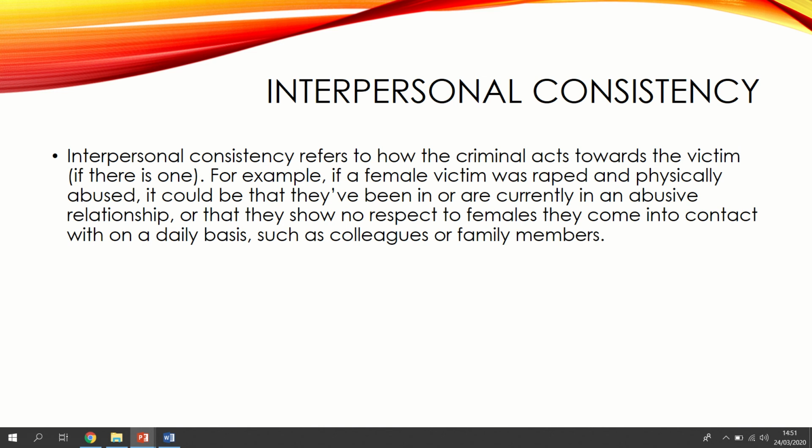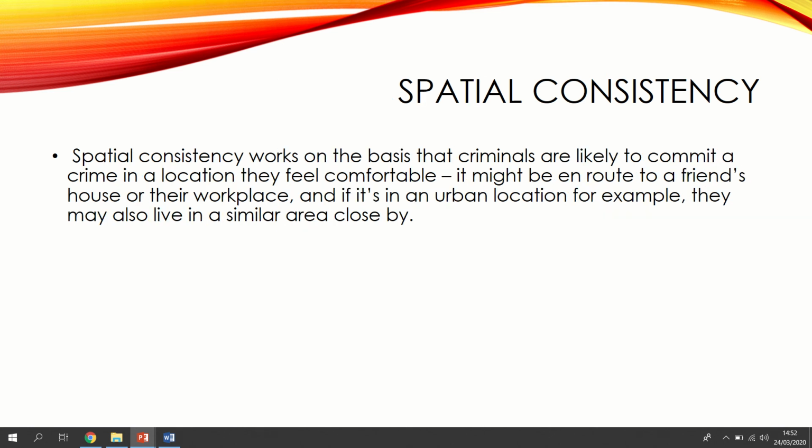For example, if a female victim was raped and physically abused, it could be that this person has been in or is currently in an abusive relationship, or that they show no respect to females when they come into contact with females on a daily basis. So if this person acts really violently and physically abusive towards a woman in their crime, it suggests that in real life, this is how they act in their relationships. So in normal day-to-day life, they don't have respect for females.